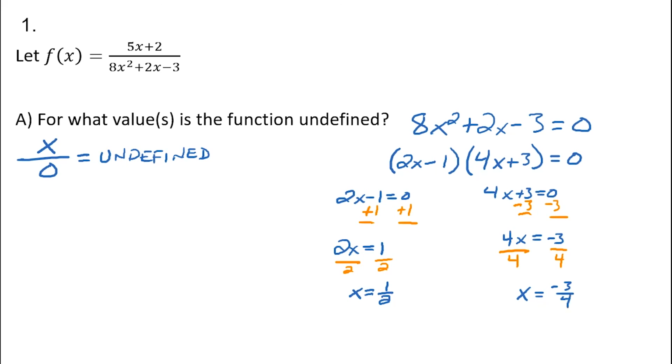So my solutions for this particular problem, and I'll put them in order. The first one will be negative 3/4, and the second one will be positive 1/2. You plug these values into the function f of x, you will get undefined.